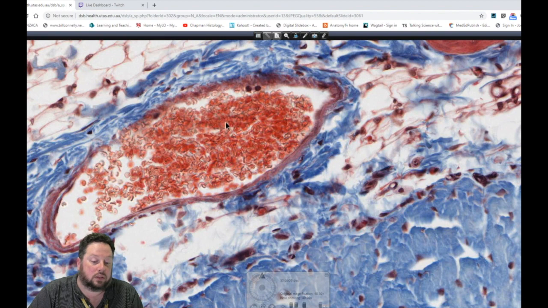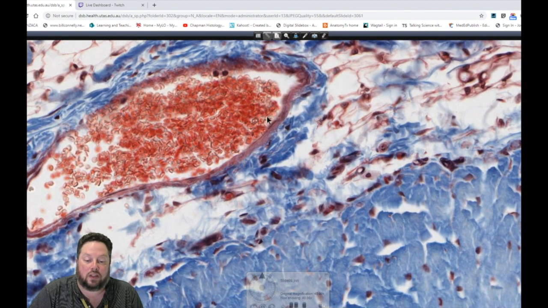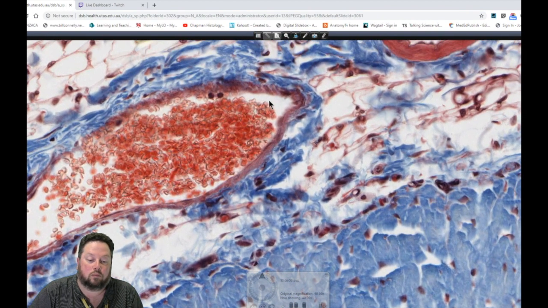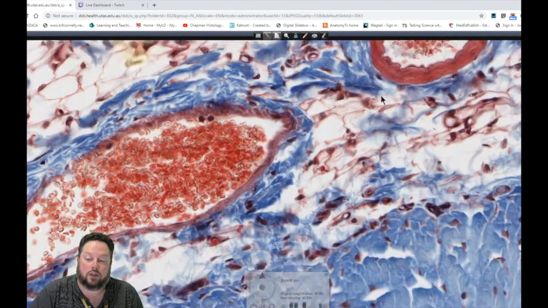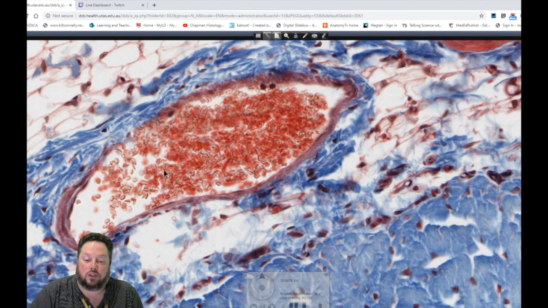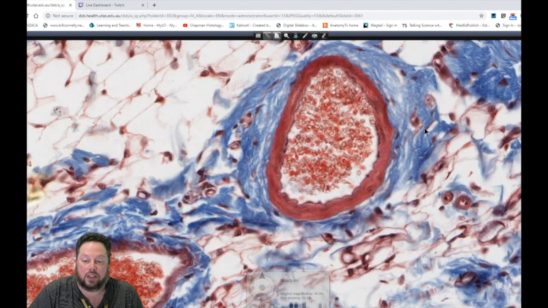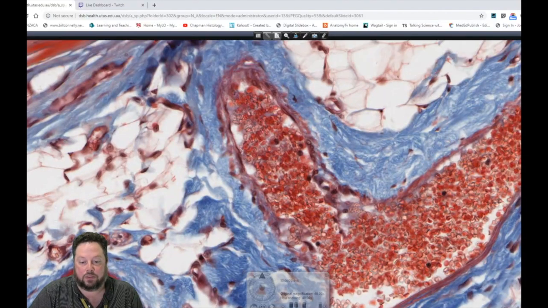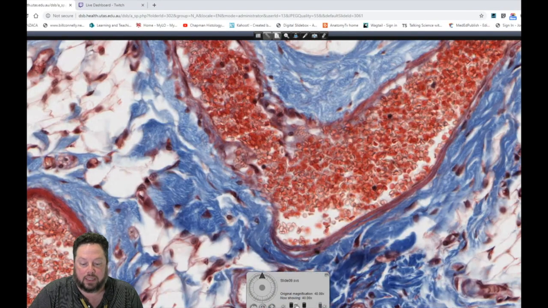Here we've got a vein, a small muscular vein. You can see it's much more irregular in appearance. We've got our endothelium here. We've only got one layer of smooth muscle, and we've got lots and lots of blood cells trapped within it there. Again, we've got another vein on the side here.